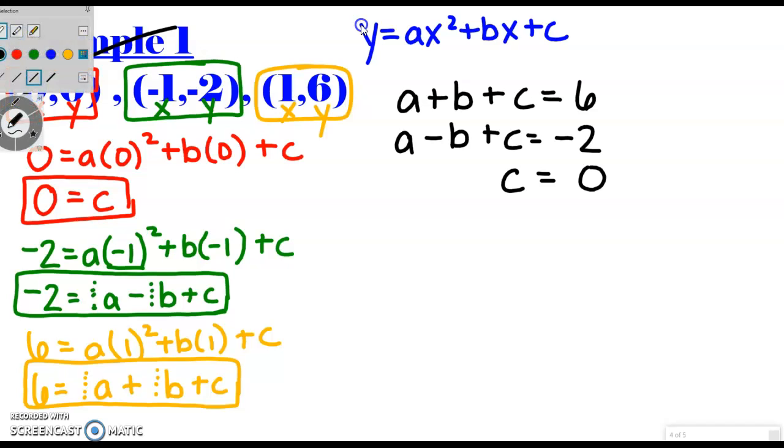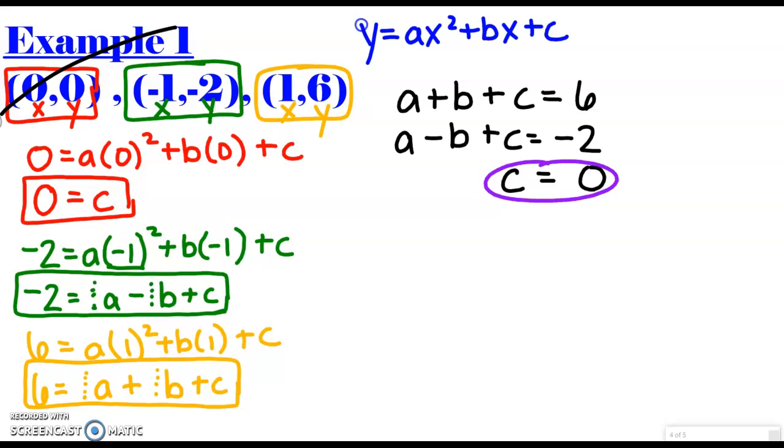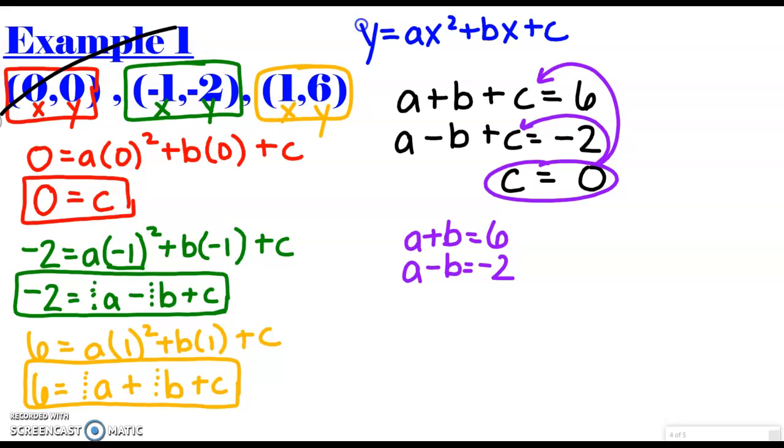Since we've got that c equals 0, I'm going to use substitution on this one. I'm going to substitute this into the first and into the second. So those are just going to go away, right? The c's are going to be 0. So I'm going to have a plus b equals 6. I'm going to have a minus b equals negative 2. Pretty. This is my system of 2 equations with 2 variables. I'm going elimination because the b's are opposite. So I'm at 2a equals 4, which makes a equal to 2.